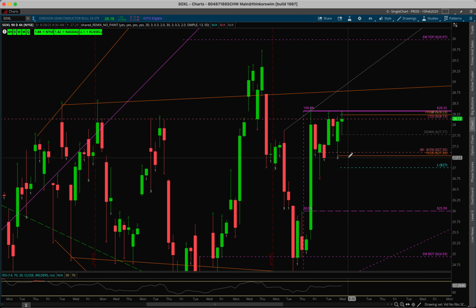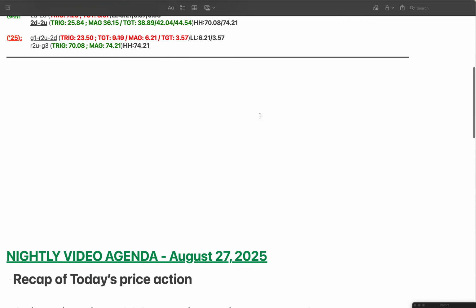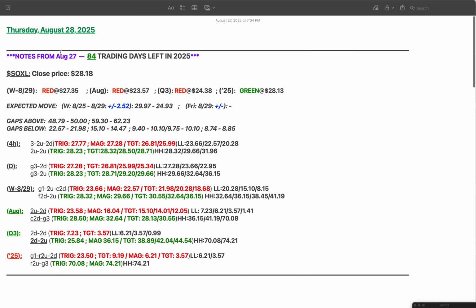So 2788, 27 flat, and 2681 are going to be our targets to the downside from the 4-hour perspective. Let's go to our notes here and show how we've got this all marked up. These are our notes for tomorrow, August 28th. 84 trading days left in the year tomorrow.